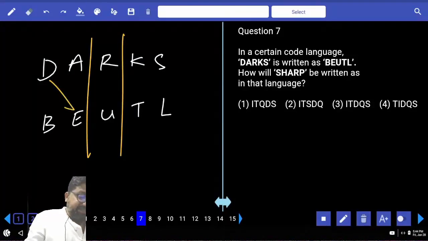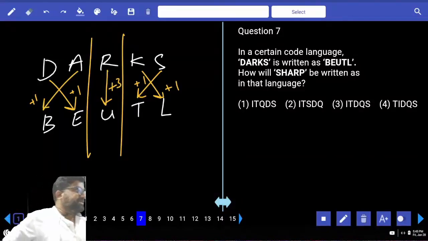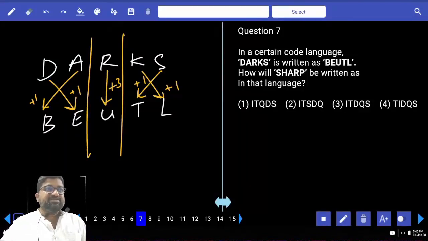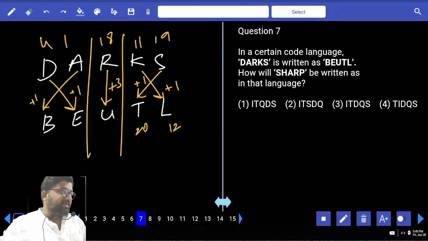Left side: DEAB plus 1 plus 1. KLST plus R and U. Yes, and you being SSC students, you have to know the place values. Like little kids, writing 4, 1, 18, 11, 19, 20, 12 like this, please don't do that. That number should be in your mind.